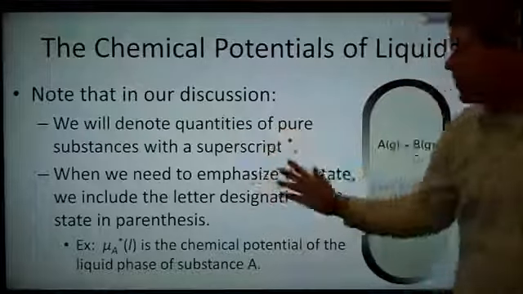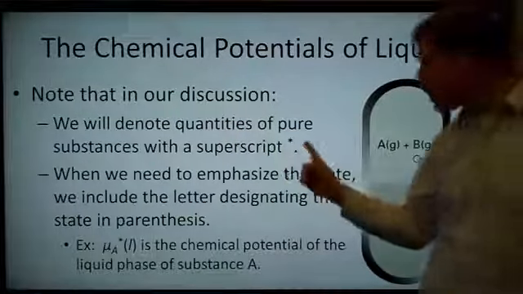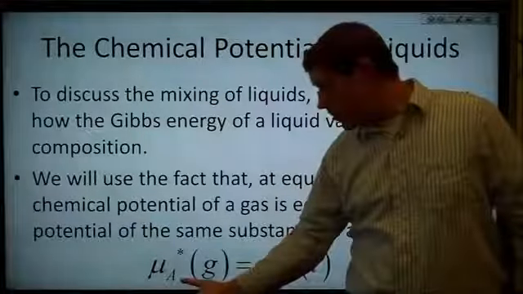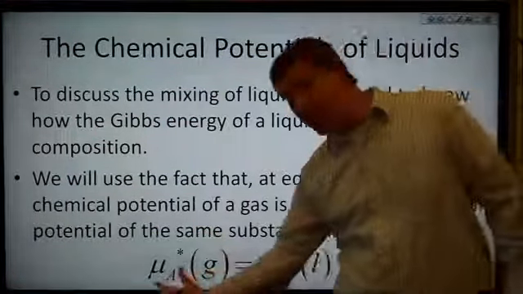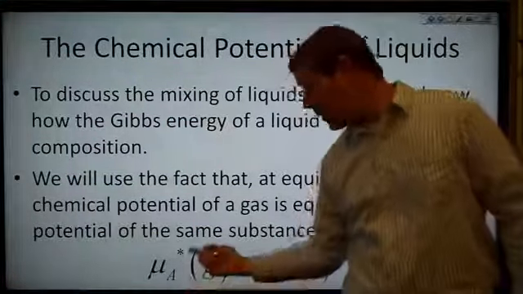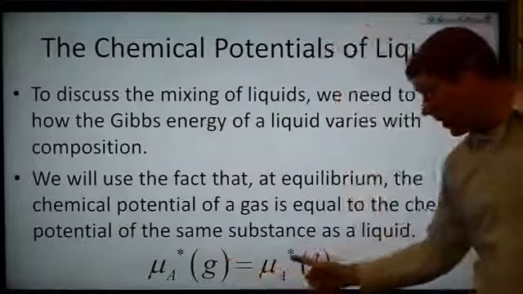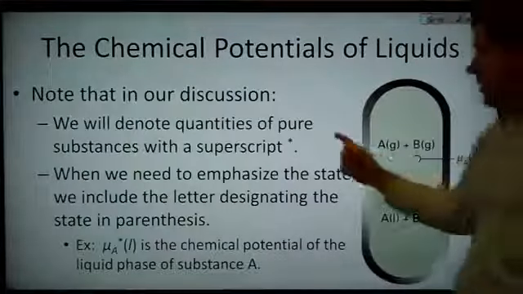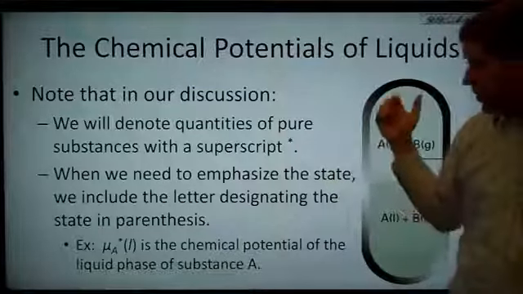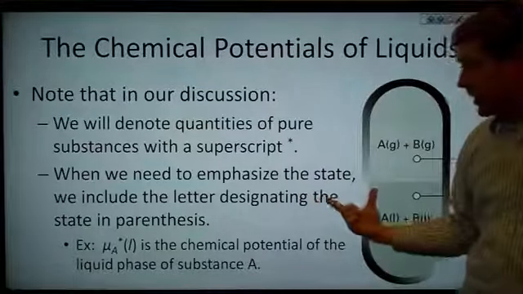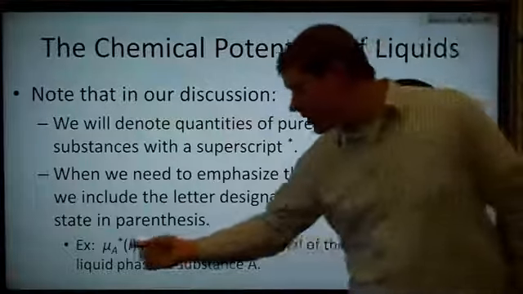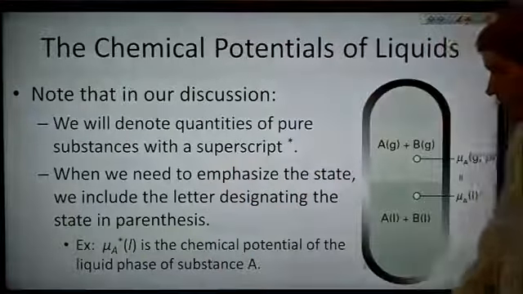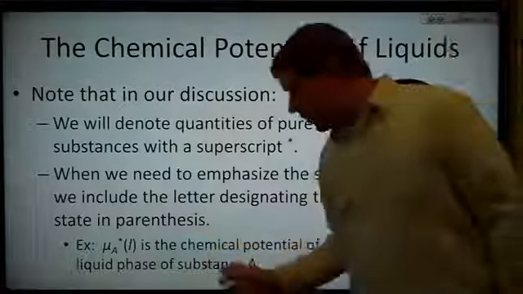All right, so in our discussion, we're going to denote quantities of pure substances with a superscript star. Right, so note that on the last slide, where we said mu A star of gas, this is the chemical potential of substance A when it's pure in the gas phase is equal to the chemical potential of substance A when it's pure in the liquid phase. So that star means it's a pure substance, and when we need to emphasize the state, we're going to include the letter designating the state in parentheses. So just like on the last slide, the L or the G was for liquid or gas phase. And so this is for substance A again.